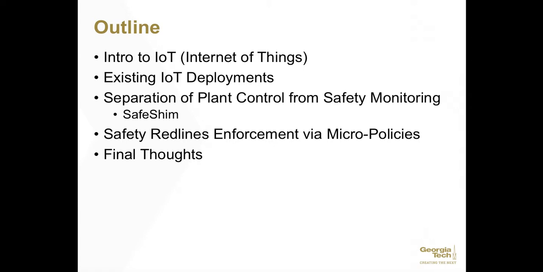We will then explore some existing IoT deployments in the industrial setting and some of their safety shortcomings. We will follow up on how to shore up those shortcomings using SafeShim, a layer between IoT nodes and physical plant infrastructure, and micropolicies to make sure only approved access to safety systems is allowed. I will then run through some final thoughts.